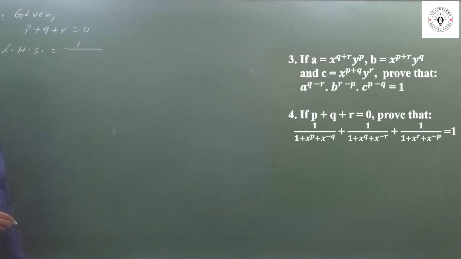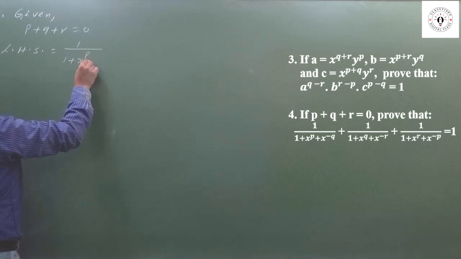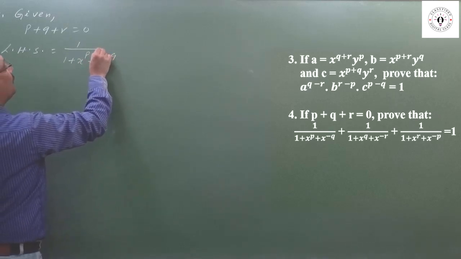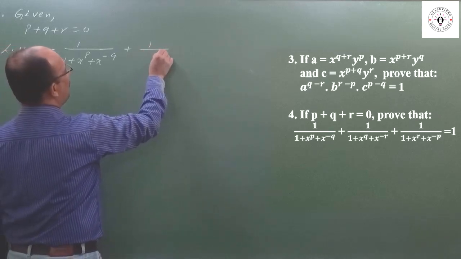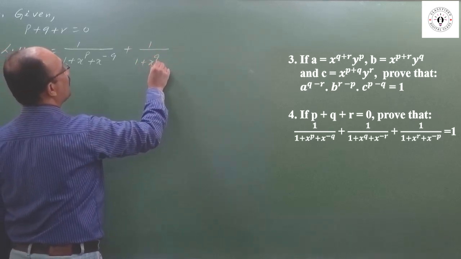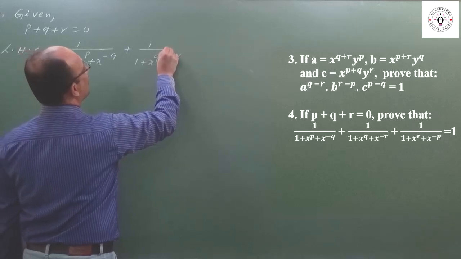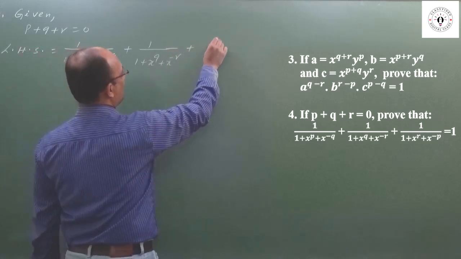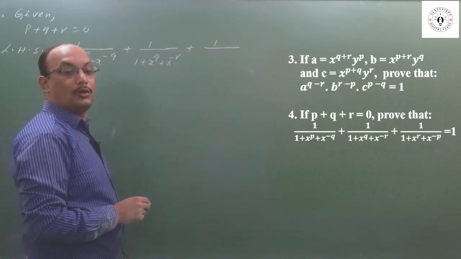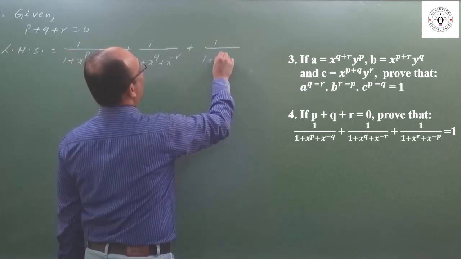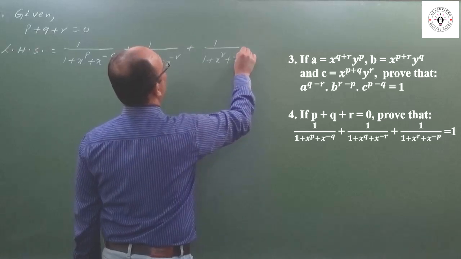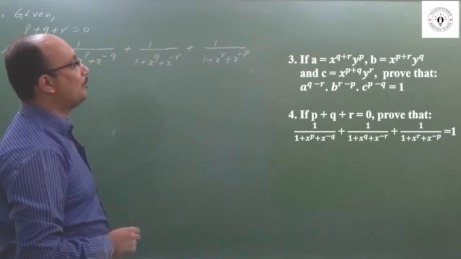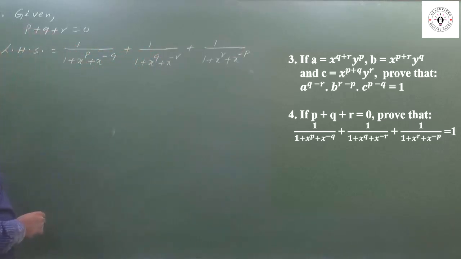1 upon 1 plus x to the power p plus x to the power minus q. Similarly, second fraction is 1 upon 1 plus x to the power q plus x to the power minus r. And third fraction is 1 upon 1 plus x to the power r plus x to the power minus p. And this equals, we have to prove, 1.